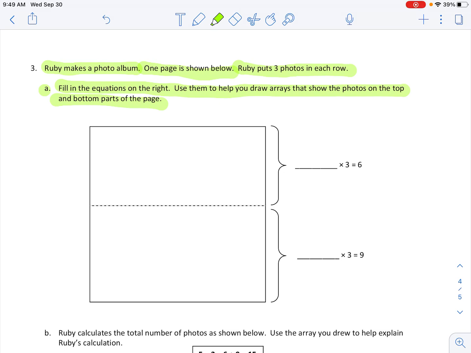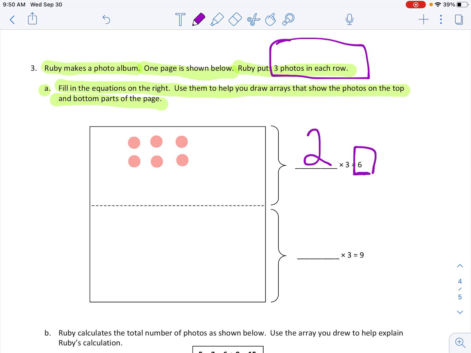So Ruby took her page in her photo album. She cut it in half. She's got some pictures on the top and some pictures on the bottom. This piece right here tells me that Ruby put 3 pictures in each row. So how many pictures does she put on the top? It says we're going to have 6 pictures altogether up there. And I have to put them in rows of 3 photos. 1, 2, 3, 4, 5, 6. What's that multiplication sentence? I have 2 rows of 3, which means 2 times 3.